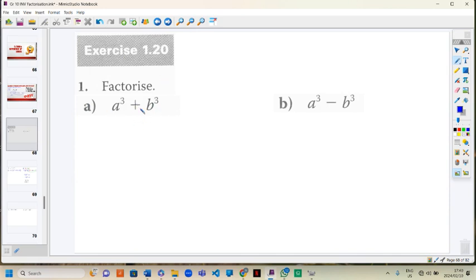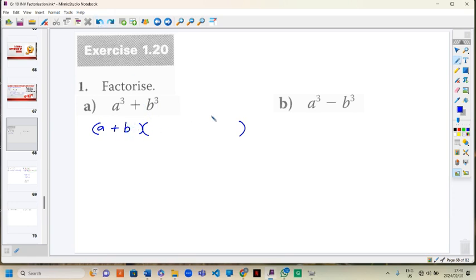Okay, so I've got a sum, and I've got two cubes. Awesome, it's a sum and difference of cubes. It doesn't matter if it's a plus or minus. I know I'm going to have a small bracket and a big bracket. What's the cube root of a cubed? A. What's the cube root of b cubed? Positive b. Sorry, positive b, my bad.